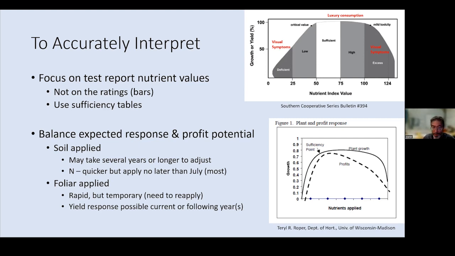Foliar applied, we get a rapid response, but it tends to be temporary. So we need to reapply either annually or more frequently in the case of ripening disorders like calcium. And the yield response from this is possible during the current season, as in ripening disorder, or following years, which is most likely. The delay in response is because of flower buds for next year's crop.